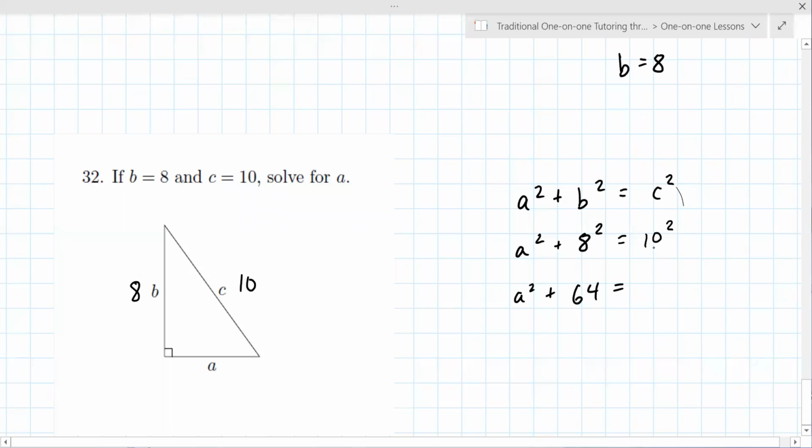What is 10 squared? What is 10 times 10? 10 times 10 is 100. Okay. Now notice that we have the variable on this side, with a number with it. How do we move the number to the right? How do we move this 64 to the right? What's the math operation?